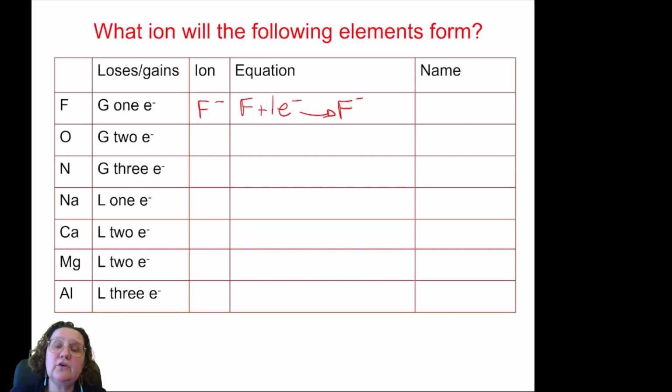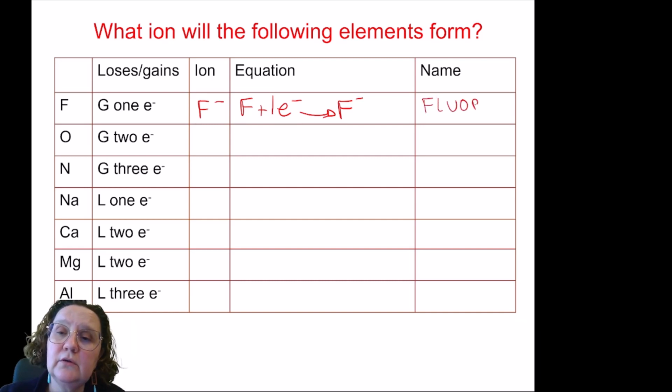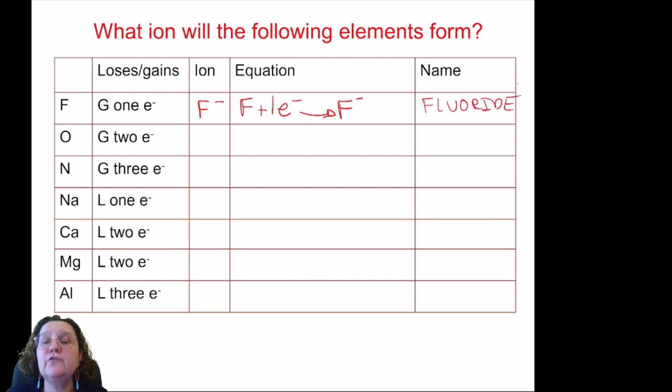And finally, the last column asks you for the name, and you will have to find out. I would encourage you to look at one of the resources I've recommended in Blackboard, etc., and have a look at how that ion is called. In this case, when a fluorine gains 1 electron, it becomes an ion of fluoride. So now, please stop the video and have a go at filling the rest of the table. Stop the video now, please.